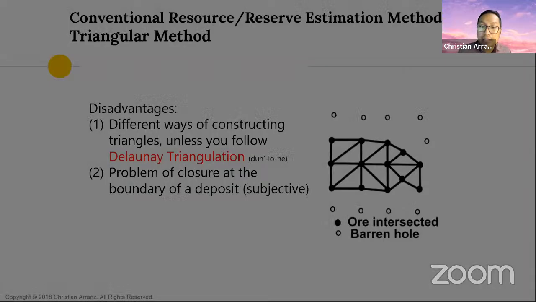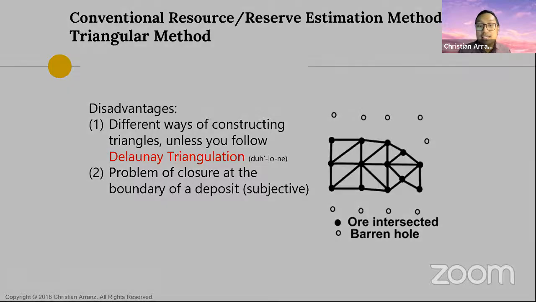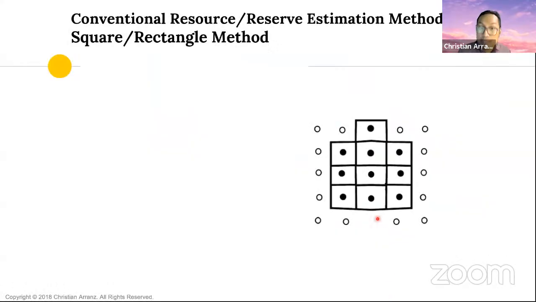Why? In the triangle method, to get the average grade of the triangle, you get the mean of the grades of the three vertices. But this one is much simpler, which makes it rather more inaccurate. Each square or rectangle that contains a drill hole, that drill hole will represent the grade of the whole square.